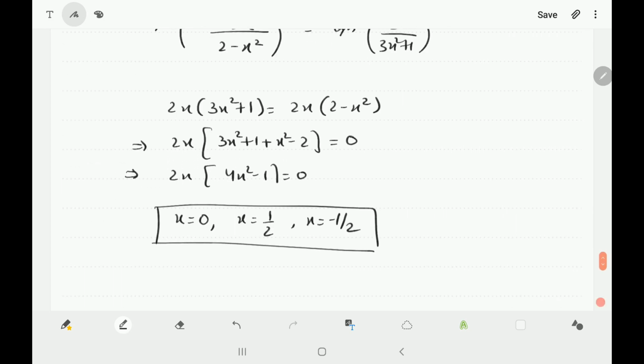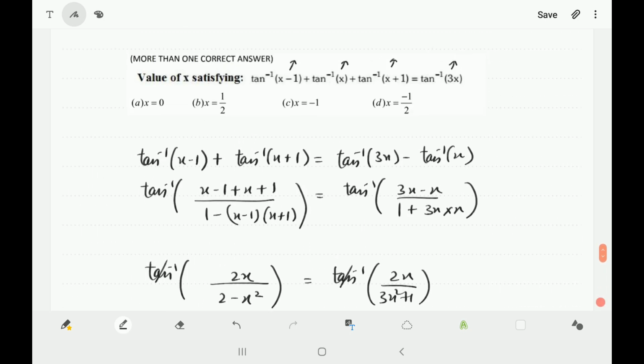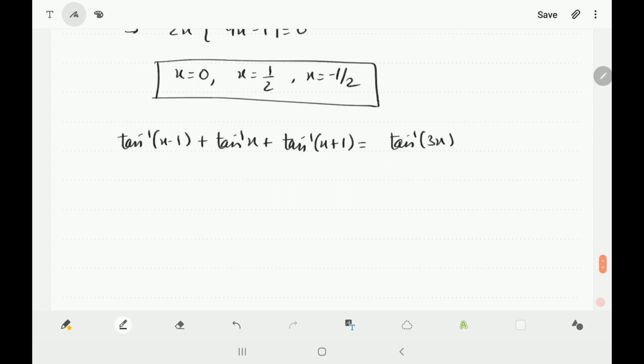So we can easily say that all these three values will be satisfying this particular equation, but still you can put and cross check. So let's put one by one. If you put x equal to 0, we will have tan inverse of minus 1, which is minus pi by 4. This will be 0. Tan inverse of 1 will be pi by 4 is equal to 0. Tan inverse of 0 is 0. So x equal to 0 is satisfying this equation, and hence it is a solution.